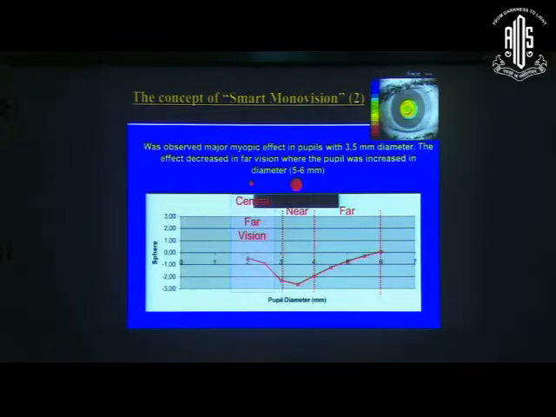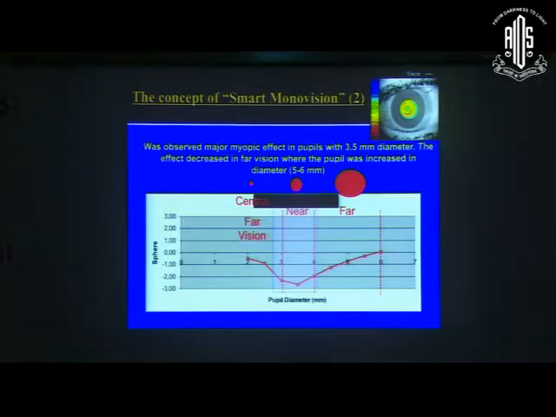What happens when you go for near? Basically when you go for near, the pupil comes back to almost 3.5 millimeters of diameter, in which most of the diverging rays coming from the near are going to hit the part which is myopic in the periphery, and the other rays will go through the center. So the rays which are going to be focused are going to be from the myopic part as well, giving rise to a better vision for near.